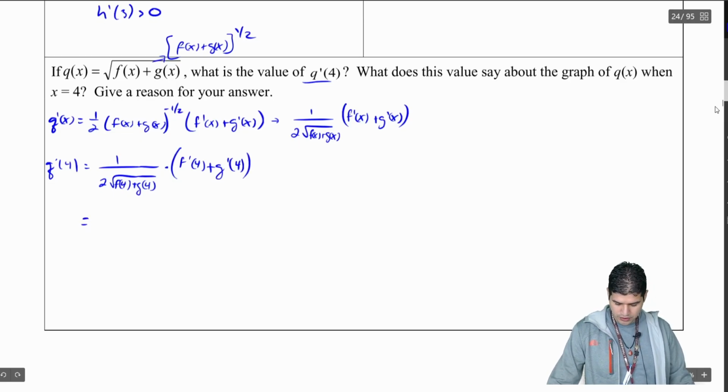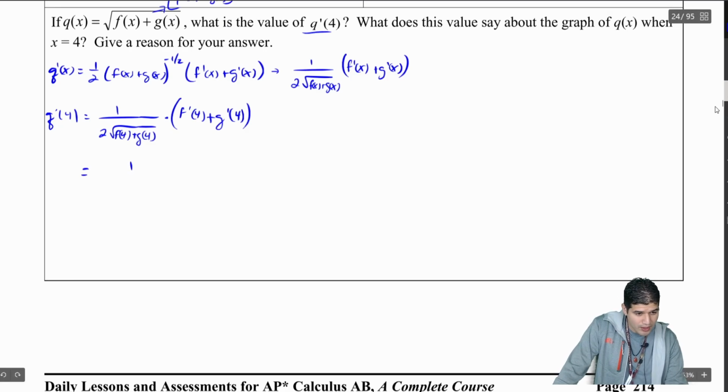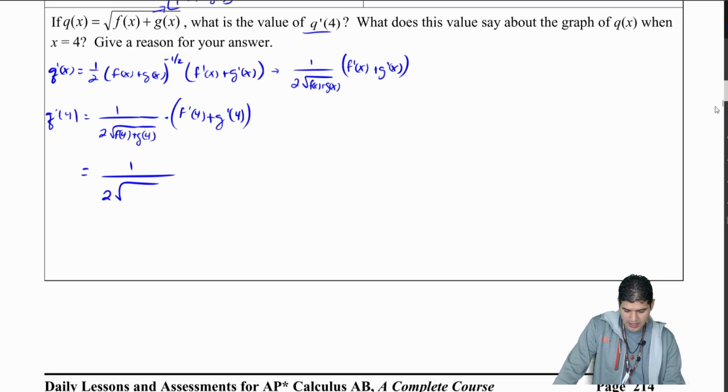As you're going through this, check with your table. I then want to get 1/2 square root of f of 4 is 1 and g of 4 is 7, times f prime of 4 is 8 and g prime of 4 is -2, so -2. It looks like this: 8 minus 2 is 6. 6/2 is 3 over the square root of 8. So 3 over the square root of 8.